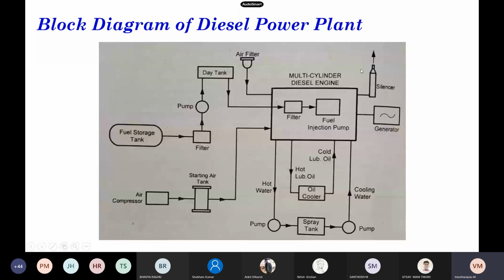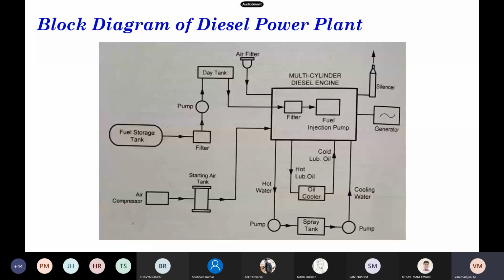In order to make a detailed note about the engine cooling system: the temperature of the burning gas in the engine cylinder would be between 1500 to 2000 degrees Celsius. Water is circulated inside the engine to keep the temperature at a reasonable level, and the hot water from the engine is cooled in the spray tank by circulating it using the pump.